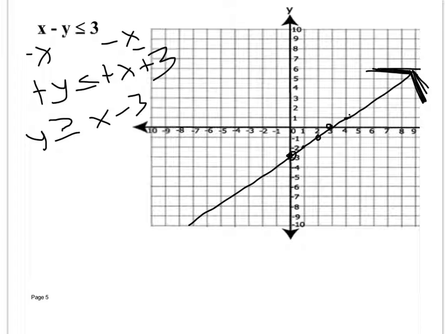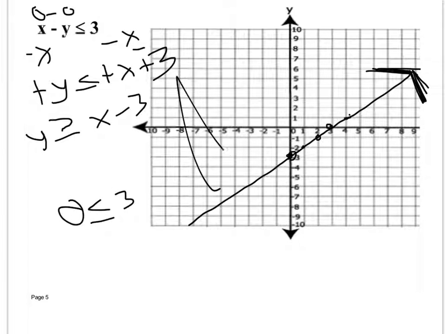What point do you guys want to use? Okay, 0. Let's plug it into the original. What's 0 minus 0? Is 0 less than or equal to 3? So there you go.